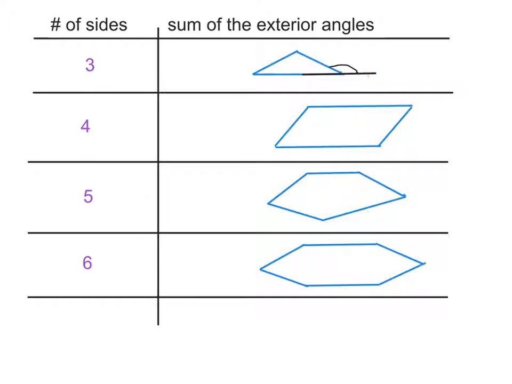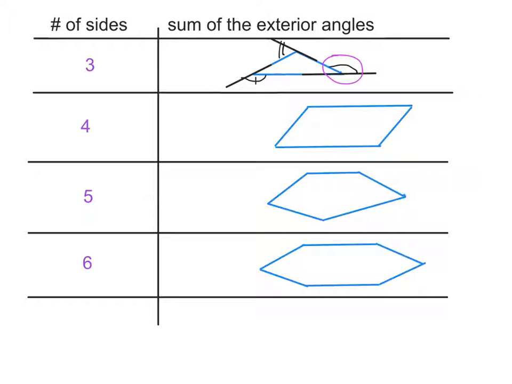I just happened to make this one at this vertex. Okay, I'm going to make an exterior angle at each of the 3 vertices. One angle per vertex. So exterior angle 1, exterior angle 2, exterior angle 3. One at each vertex, just like we talked about.